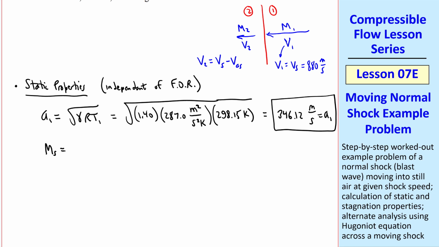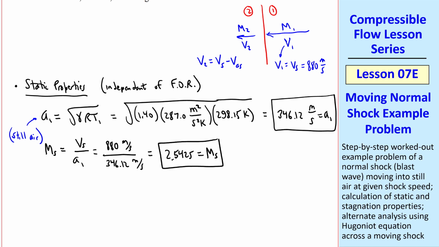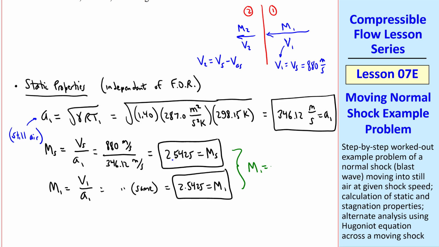The shock Mach number for the moving shock is Vs over A1, which by the way is still air. When we plug in Vs and A1, we get 2.5425 as the shock Mach number. M1 is V1 over A1, and since V1 is equal to Vs and the A1s are the same, we get the same Mach number. So M1 equals Ms, as we've already stated previously.